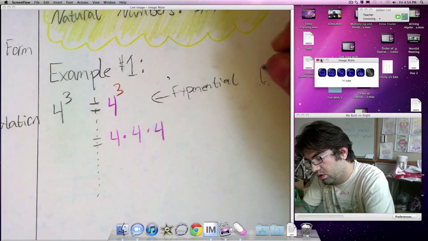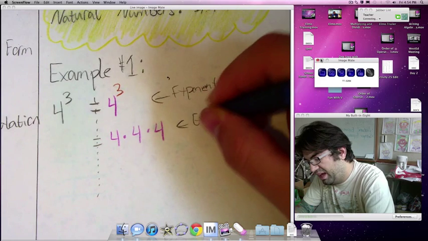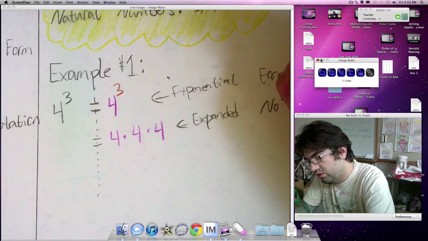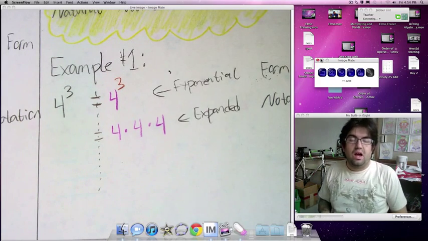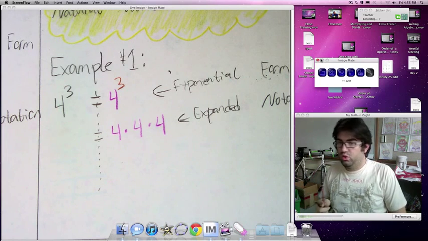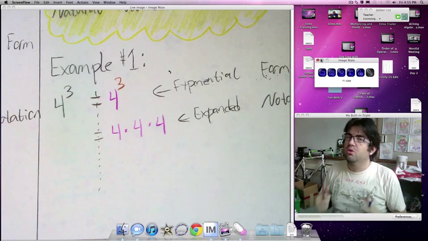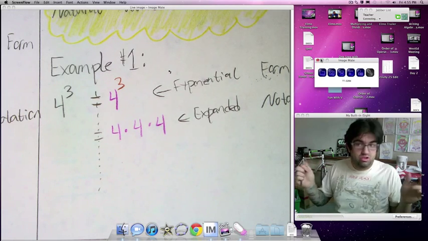Exponential form. This is expanded notation. Okay. Now, if it says to simplify or to just find the power, what's the power? The power is the final answer. It's just a fancy way of saying it. Well, let's just do it.